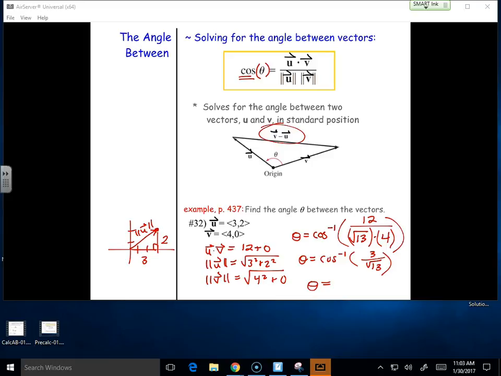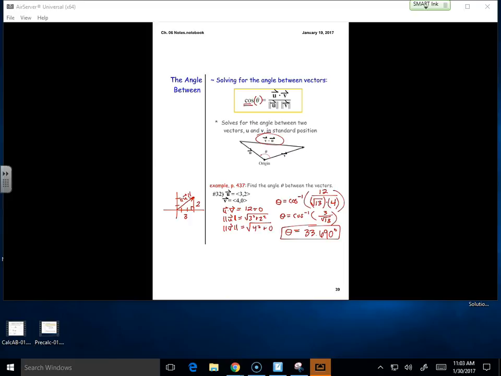Error. What? 33.690. Dun, dun, dun, dun, dun, dun. Nice. What do you want to do?